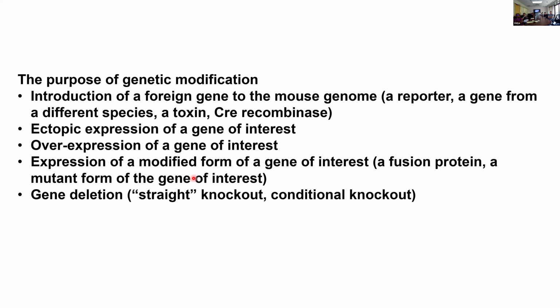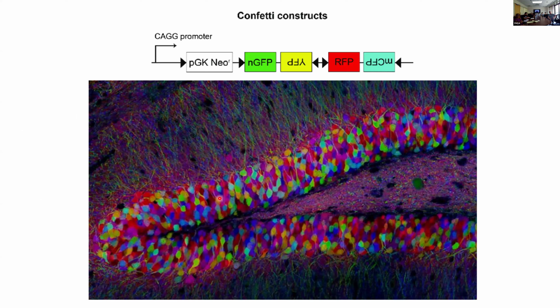So you see all this above is more like introducing expression, almost like a gain of function type of approach. But there's also we can create loss of function alleles with gene modification, and that is gene knockout. It can be a straight knockout, or it can be a conditional knockout. Okay, so those are the things one can achieve with modifications.